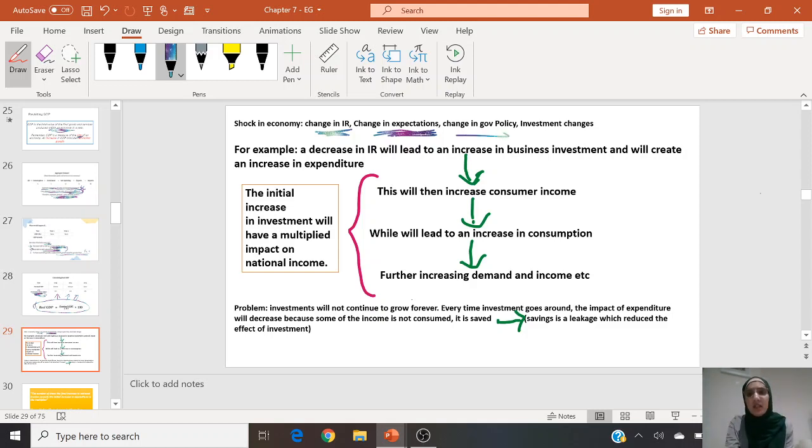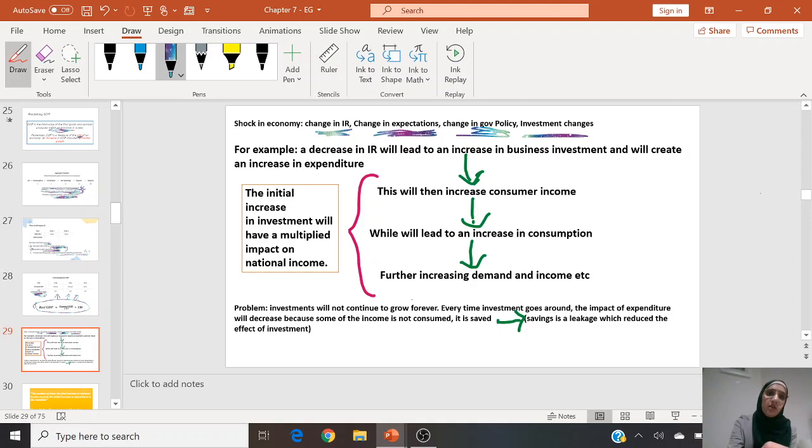Changes in government policy as well. Government policy in regards to just anything that's going on in the economy that's going to be a bit of a shock for some businesses, some consumers, and then investment changes as well. If you have less investments like we do right now, all of a sudden businesses are going to suffer. That's going to be a shock for the economy, right?